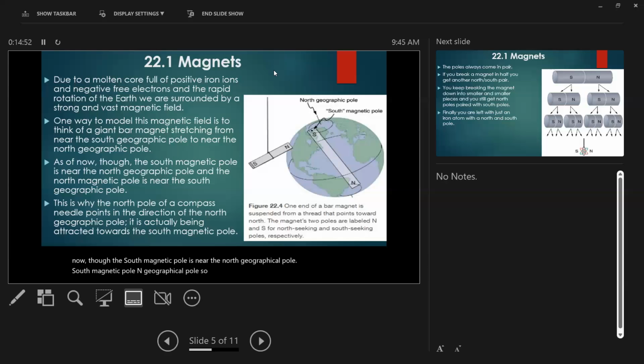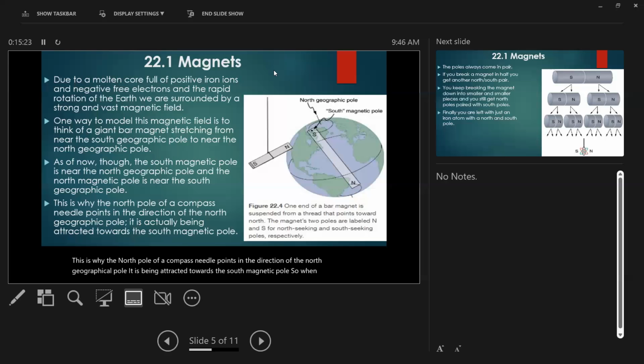So that question that I read you on the exam, the way it stands now, that'd be a false statement, because it said that the north geographical pole and the north magnetic pole were near each other. But I could switch that between now and when the Tuesday, Thursday people have to take it. This is why the north pole of a compass needle points in the direction of the north geographical pole. It is actually being attracted towards the south magnetic pole.